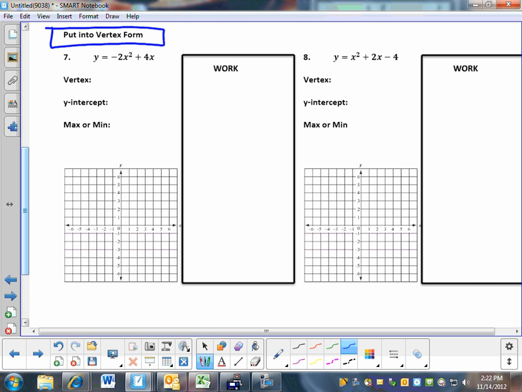Does anybody know how to put this into vertex form? Remember, vertex form is y equals a times x minus h quantity squared plus k. And we call it vertex form because the vertex is (h, k). Question, Casey. Oh, you know how to start it off. What do I do first? Good. So I write y equals -2 parentheses x squared minus 2x parentheses.